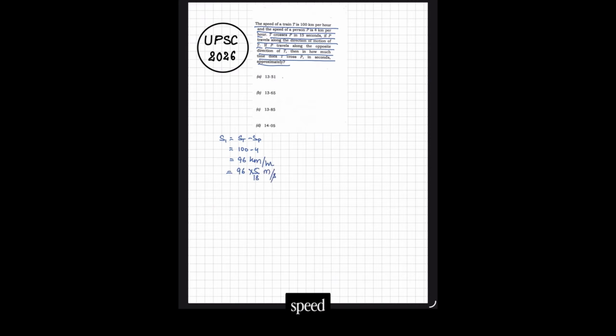Now let the relative speed of train T with respect to person P when they both travel in the opposite direction be S2. So S2 is equal to speed of train plus speed of person, which is equal to 100 plus 4, which is equal to 104 km per hour, or 104 into 5 by 18 meters per second.